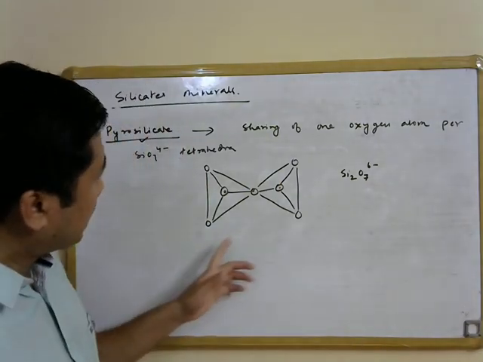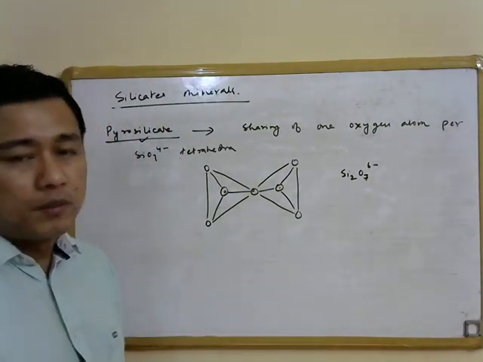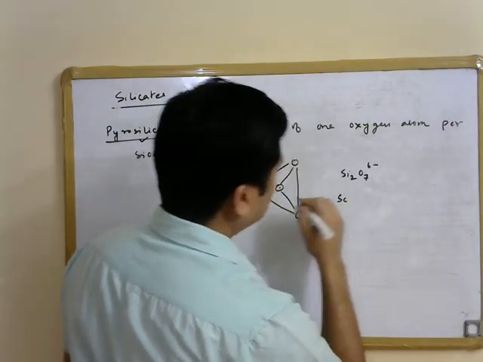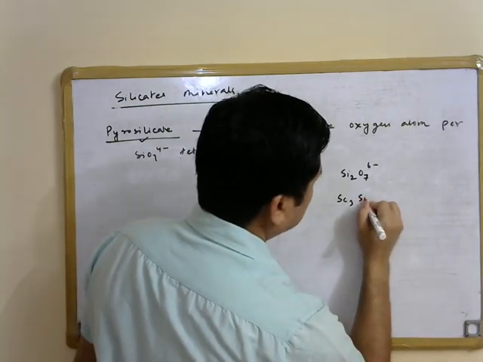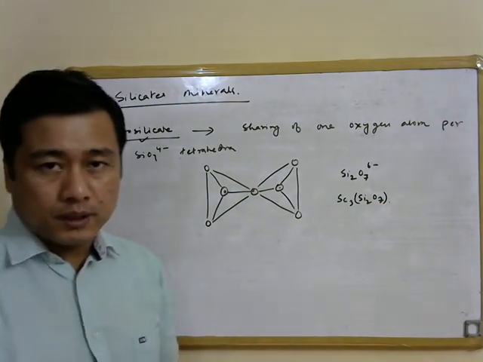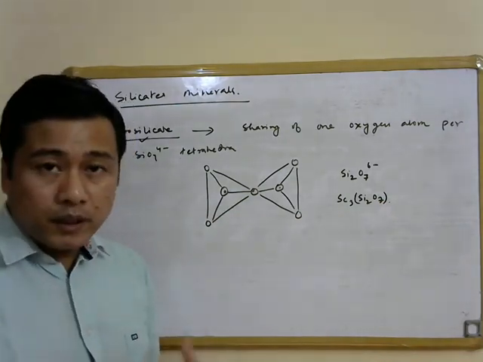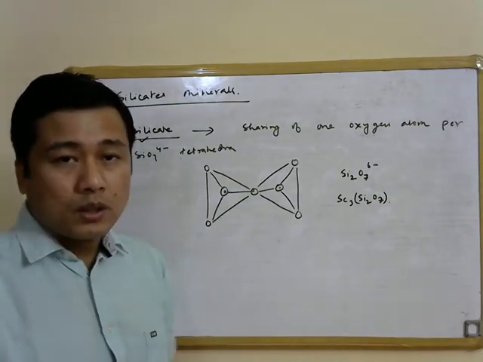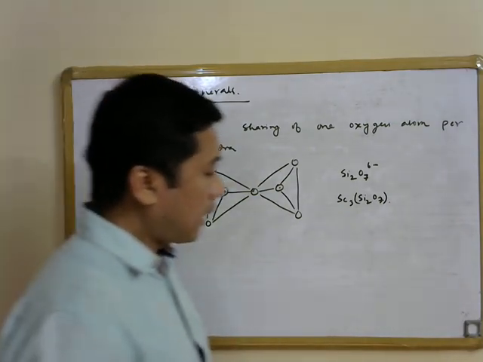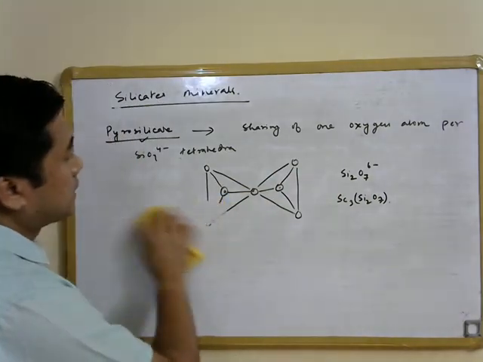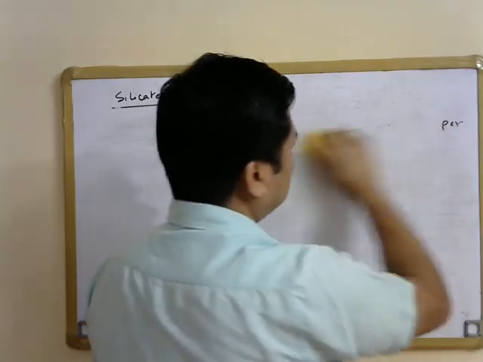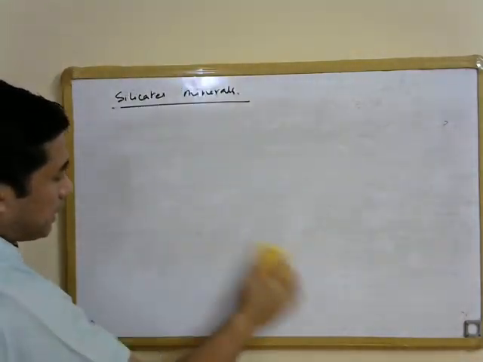That is going to be the formula of pyrosilicates, and one example of pyrosilicate is scandium Si2O7. This is one example where the pyrosilicate ion is present, but as such pyrosilicates are quite rare. So this is how we can draw the structure of pyrosilicate ions, and this is how the pyrosilicates are formed.